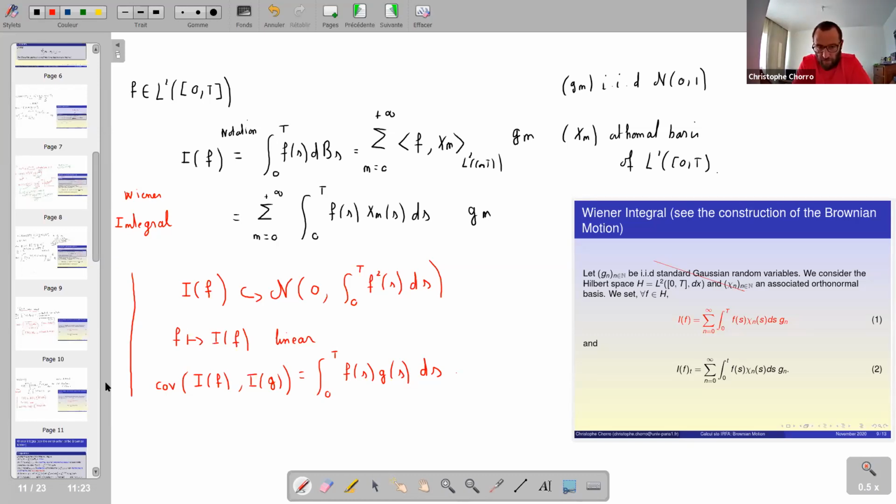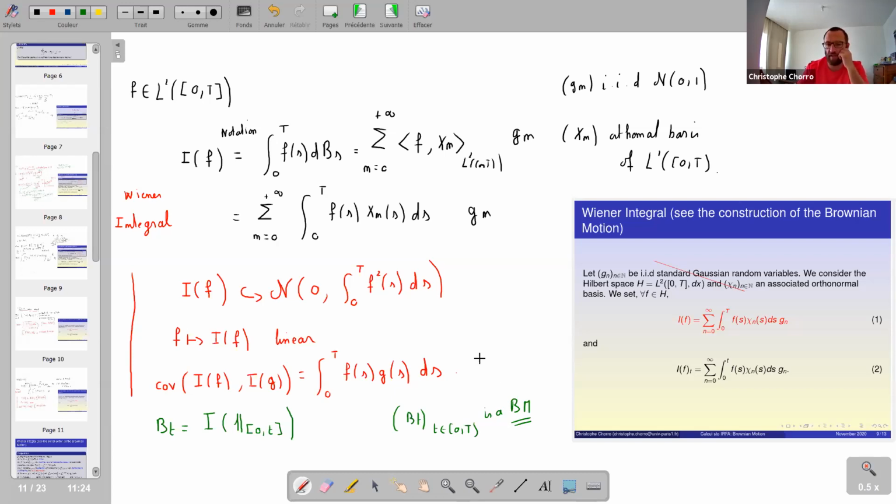And keep in mind that the reason I did this job at the beginning of chapter 1 was to define Bt as I of the indicator function of 0t. If I define Bt this way, we have proved that Bt is a Brownian motion. It's the construction I proposed to you of the Brownian motion by randomization of my initial Hilbert space, that is L2 of 0 capital T, introducing a sequence of i.i.d. N(0,1), that are the Gn. I define the Brownian motion this way.